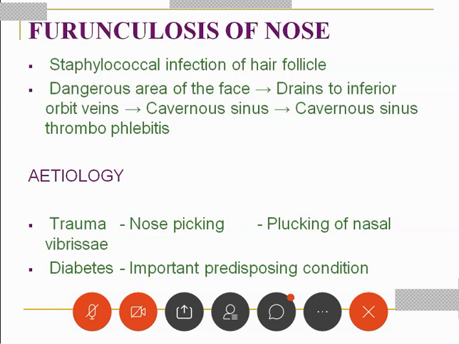Why is it called so? This drains directly into the cavernous sinus through various veins, that is the inferior ophthalmic vein and ophthalmic vein, and ultimately leads into the cavernous sinus, which leads to cavernous sinus thrombophlebitis, which is a life endangering situation, a grave situation. So this has to be considered and treated seriously, especially in immunocompromised patients like chronic diabetics, HIV and other immunocompromised patients.